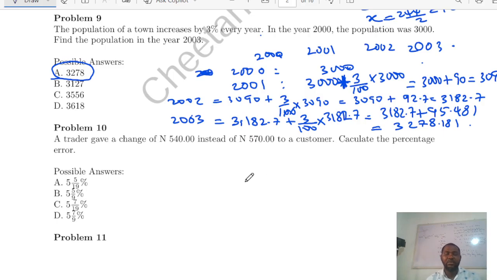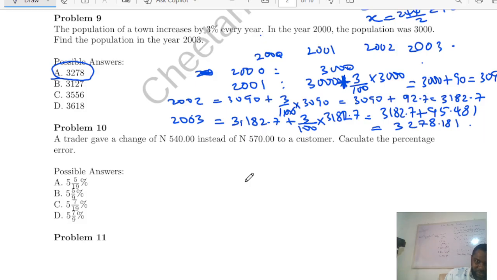3278. Now somebody is asking, is there no other way to do this? Are you going to do this in the exam hall? Actually, in all honesty, it took me a little time to remember that this is a compound interest, because anything that increases on a particular rate every year is compound. That's a compound interest, not a simple interest. Simple interest increases 3% of the first amount, the initial amount, but this no.